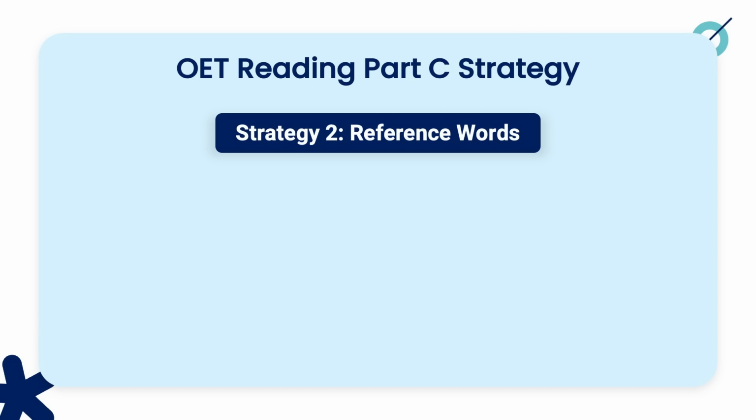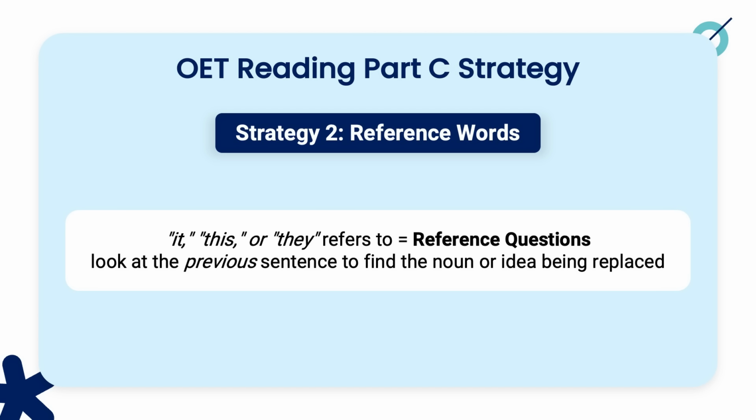The second strategy is reference words. You'll see questions asking what it, this, or they refers to. These are reference questions. To answer these, you almost always need to look at the previous sentence to find the noun or idea being replaced.